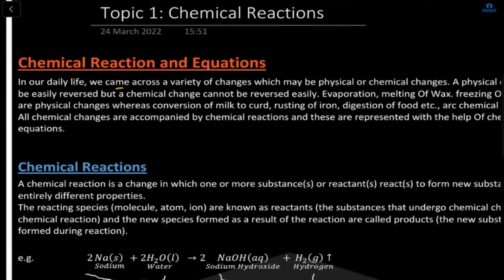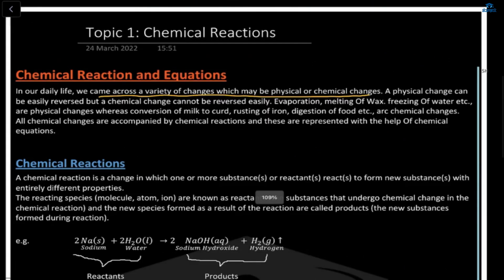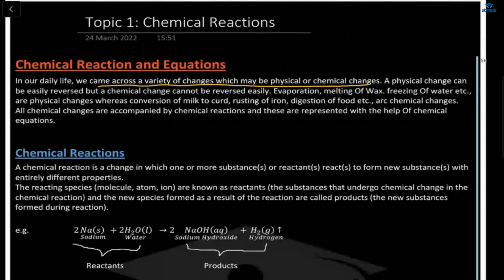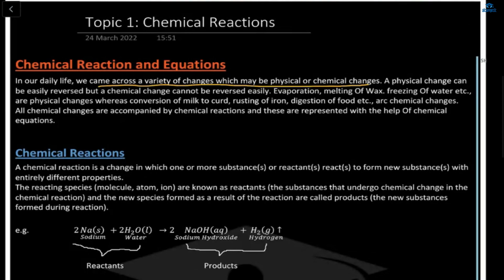In our daily life, we come across a variety of changes which may be physical or chemical change. Now, can you give me any example of a physical change or a chemical change? Chemical change could be burning paper. Burning of kerosene oil. Burning of paper is also a chemical change. Why? Because we cannot reverse that change, right, Rhea? Yes, ma'am. And what about the physical change? Physical change could be folding paper. Okay, yeah, folding paper also, because it can be easily reversed.